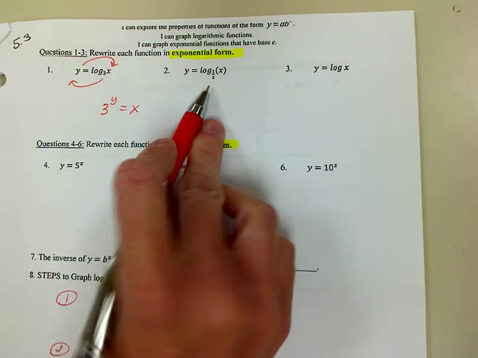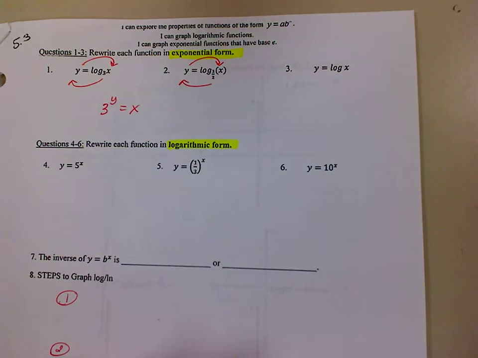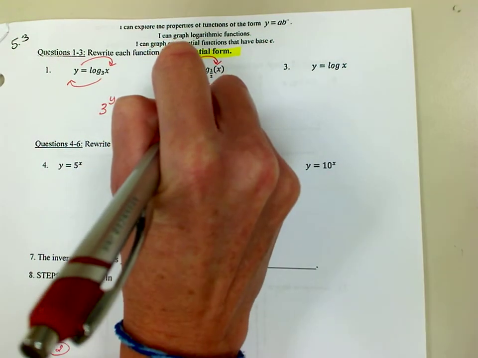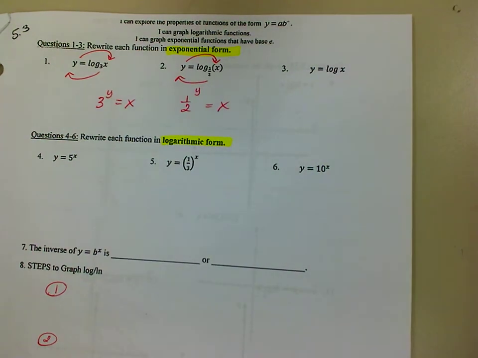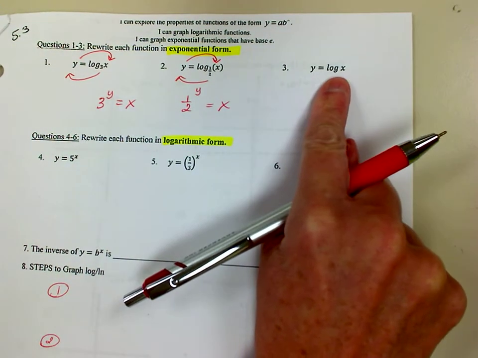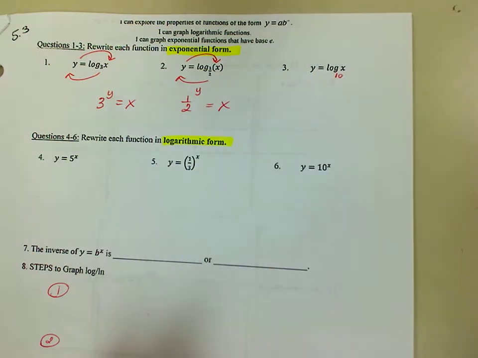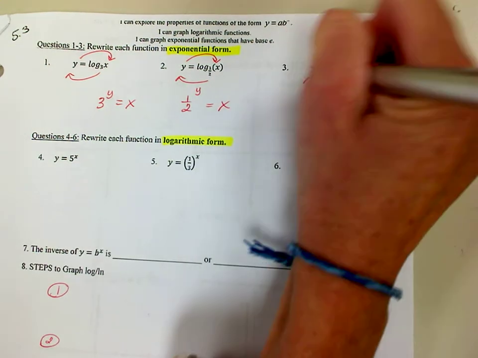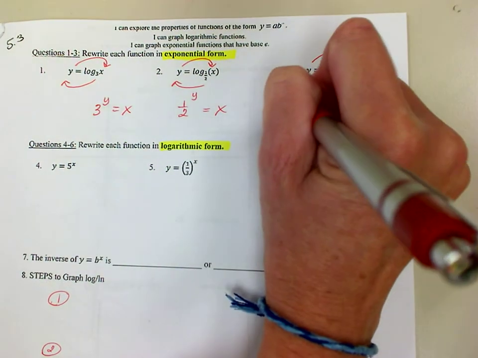I'm going to start with 1/2. I'm going to write everything like that. So 1/2 to the y power equals x. Now on this one, it doesn't have a base. So whenever you have a log without a base, there's really a 10 there. So I'm going to write this as 10 to the y equals x.